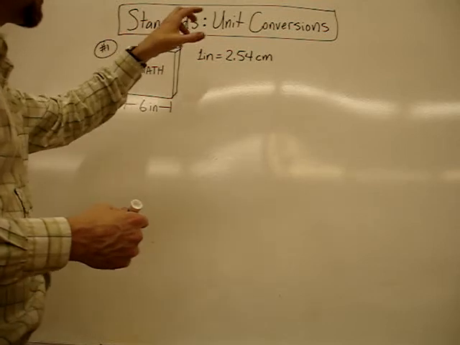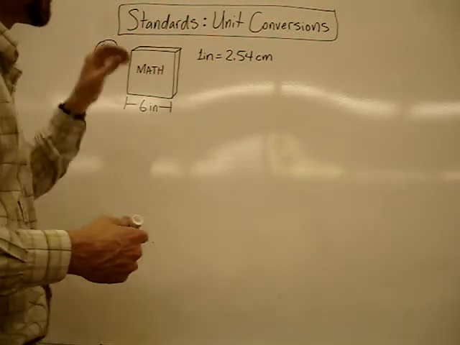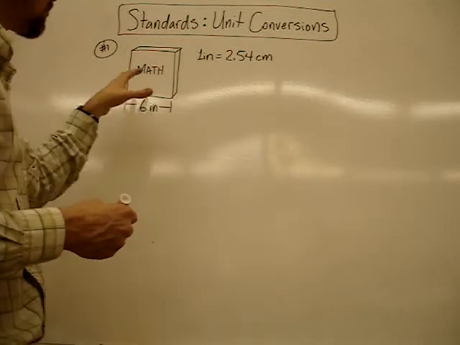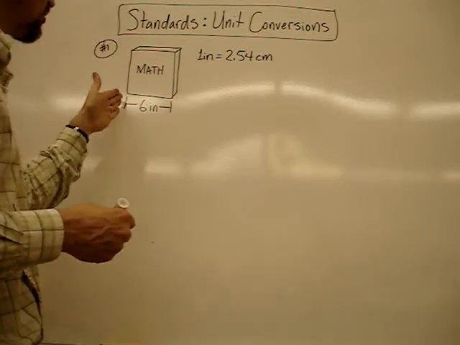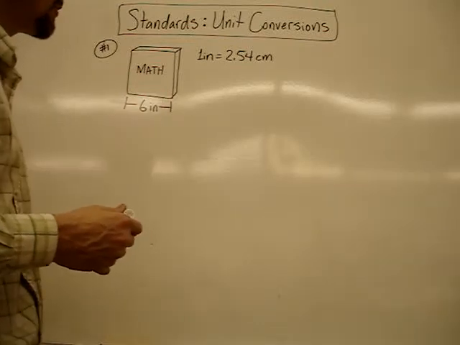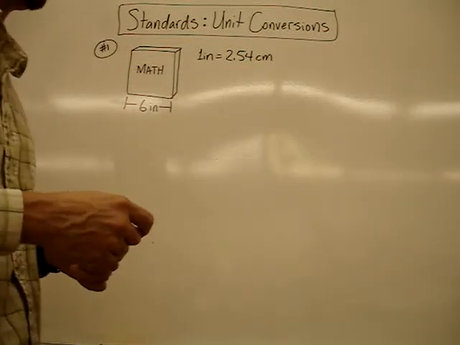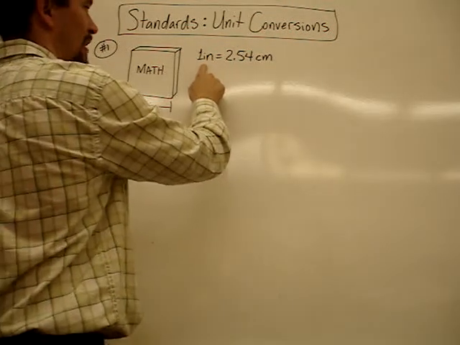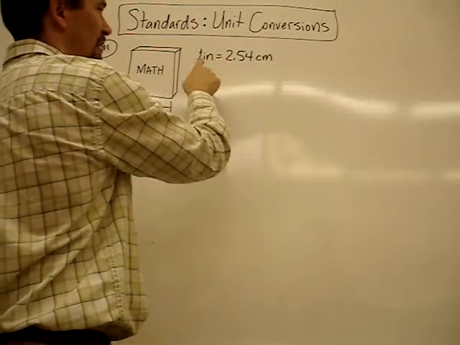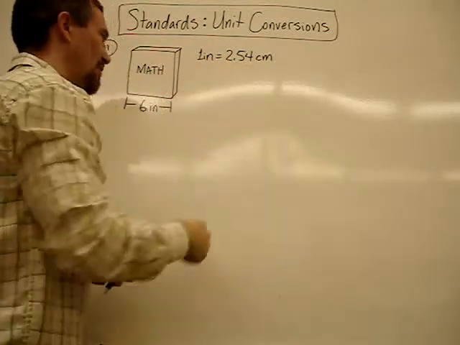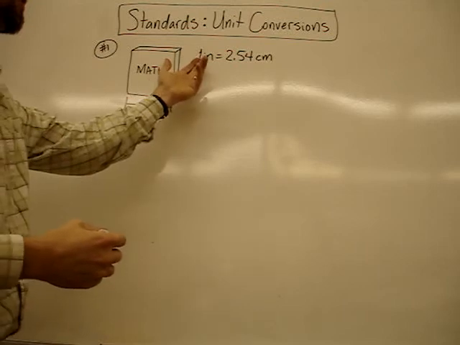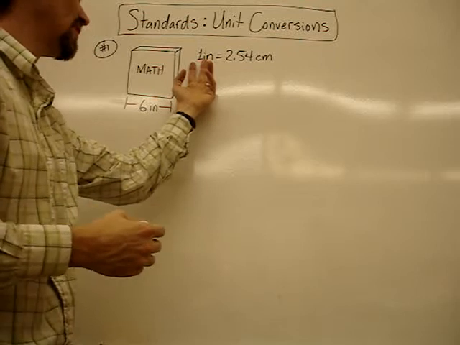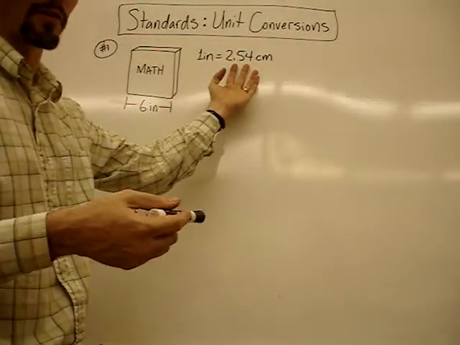Preparing for the standards, I saw that number one on the practice test was about unit conversions, and this was the problem. They said that there's a math book that's 6 inches wide, and they wanted to know how many centimeters that is. Now, while some really bright students can stare at this for a second, the given, they said 1 inch equals 2.54 centimeters, so if it's 6 inches, then if it takes one of them to make this many centimeters, then 6 times as big would be 6 times 2.54.